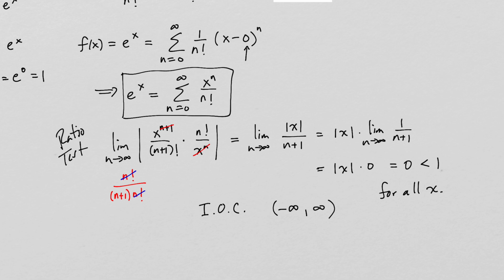So not only do we know the Maclaurin series for e to the x now, we also know that it converges for all values of x, which means its radius of convergence is positive infinity. This makes it an extraordinarily useful series because it means that we can plug in any value of x.